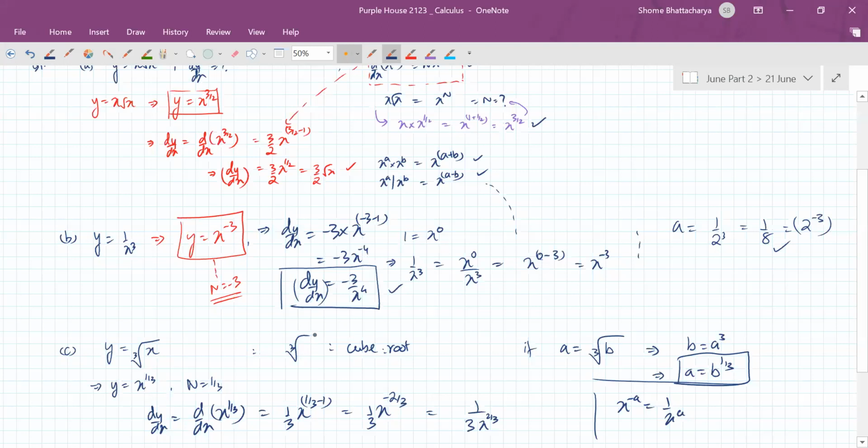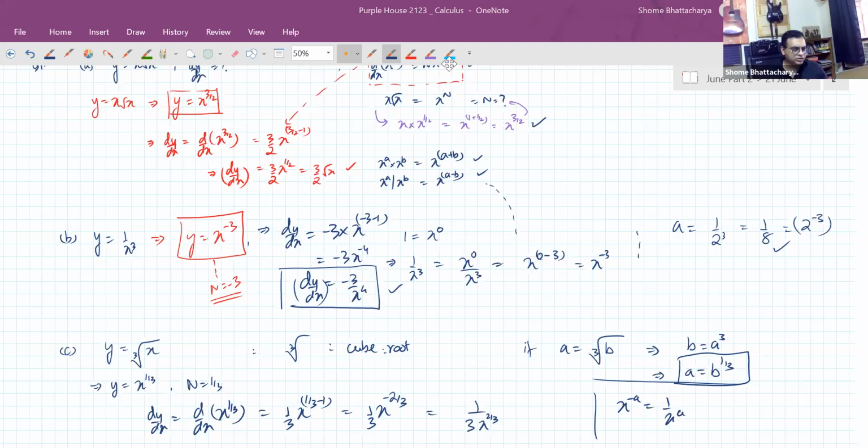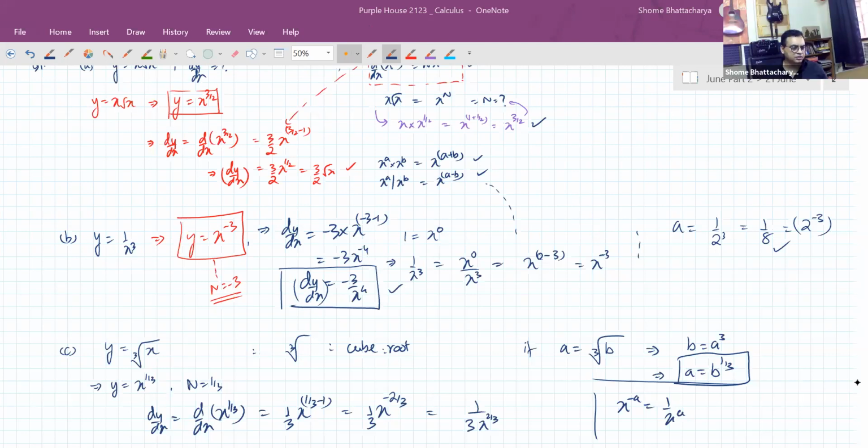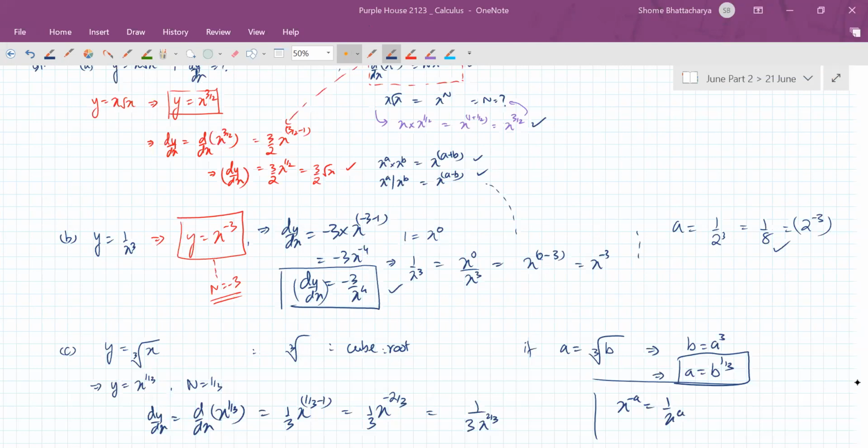Sir, if you want to write the answer with the cube root sign, how will we write it? Sorry, Sania, can you speak a little bit louder, please, beta? Sir, can you hear me now? Yeah, I can hear you now. Sir, if you want to write the answer with the cube root sign, how will we write it? Which one are you talking about, beta? The C part? This one? C1, yes, C1. So we can write like this, no?